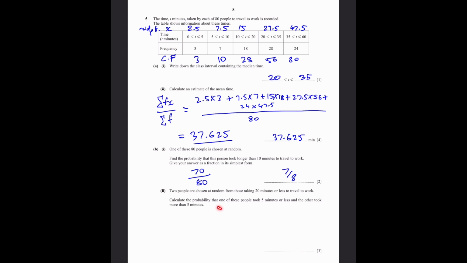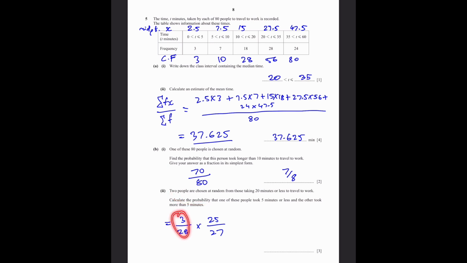So probability that one took 5 minutes or less, which is 3 out of a total of 28. I'm multiplying this by the probability that the other took more than 5 minutes, which is going to be 25 divided by 27. This is the important part. Why is it 27 and not 28? Well, since they cannot be 2 times the same person, right? You have to choose 2 different people. 2 different people are chosen at random.